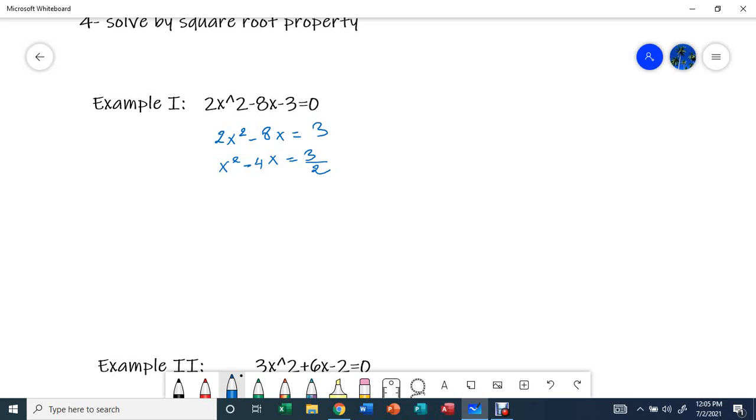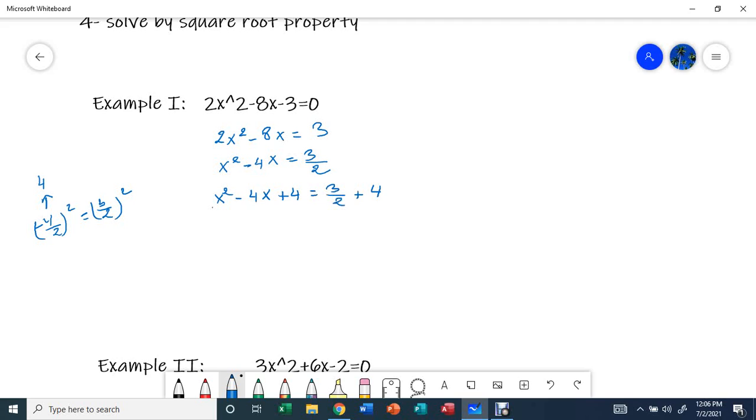Now the third step is adding b over 2 squared, which in this case is negative 4 over 2 squared, which is just 4. So I'm going to add 4 to both sides. So x squared minus 4x plus 4 equals 3/2 plus 4.